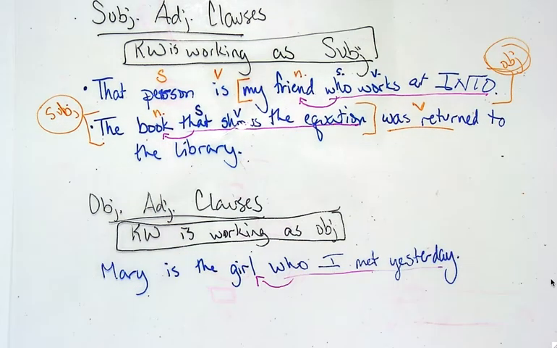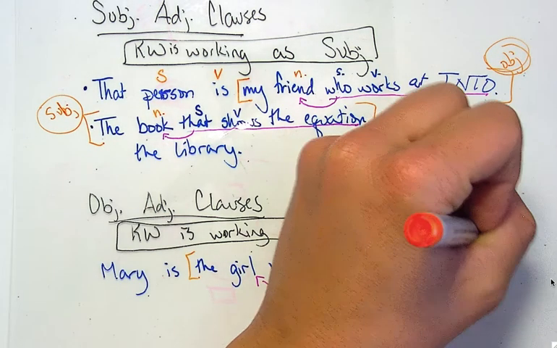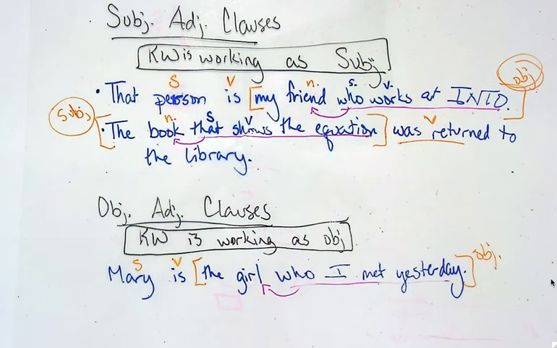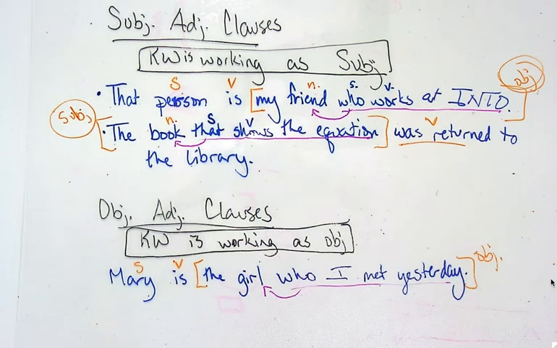This whole thing right here, "Mary is the girl who I met yesterday," this whole thing is the object in our main clause. We've got our subject here and our verb here. Main clause: subject, verb, and this whole thing is the object. But if we say "Mary is the girl," you say which girl? What girl? Oh, the girl who I met yesterday.